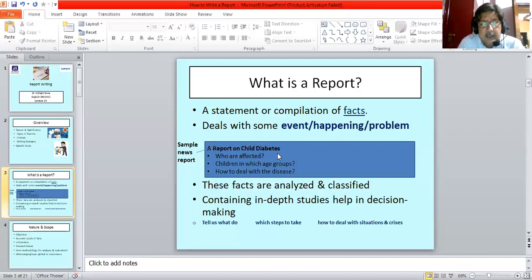So reports, apart from satisfying our basic urge for news and information, which they do satisfy, also give us very valuable feedback on various issues and problems and help us in taking decisions about them. That's why they are so valuable and important.